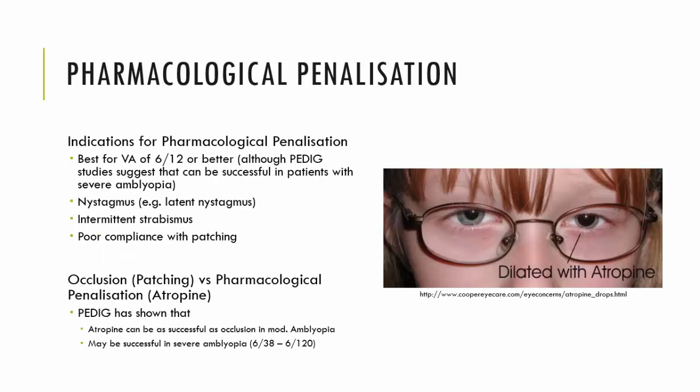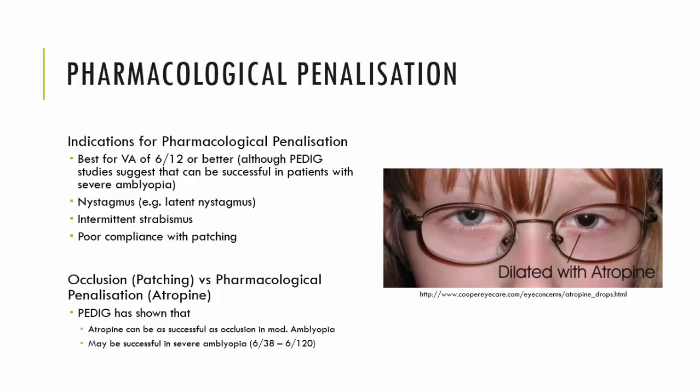Okay, now let's move on to pharmacological penalisation. When do we prescribe pharmacological penalisation? Patching is the gold standard first-line treatment method for amblyopia. So 99% of the time you will prescribe patching in the first instance. So pharmacological penalisation is a second-line treatment, often considered after patching has been tried. However, there are instances where it might be considered to be better used as a first-line treatment.